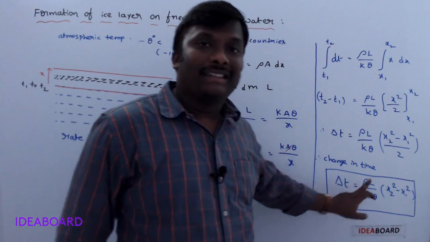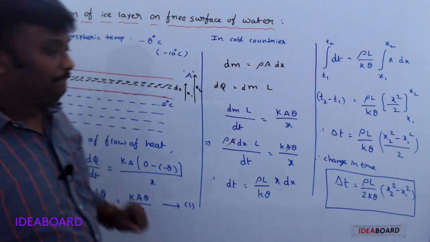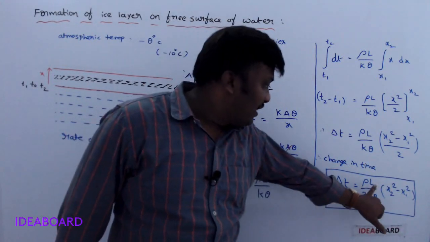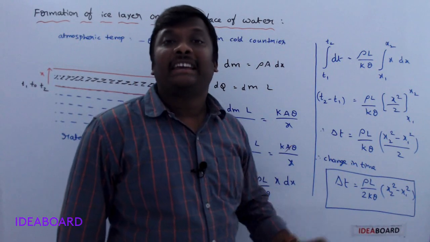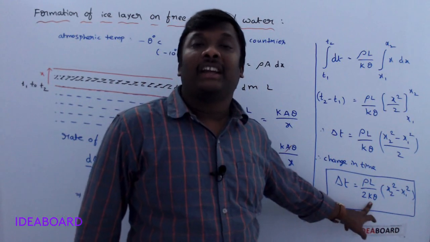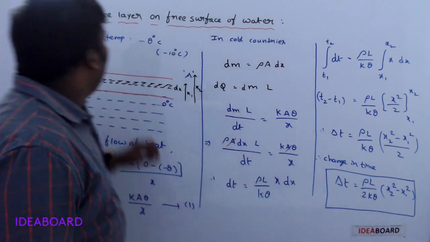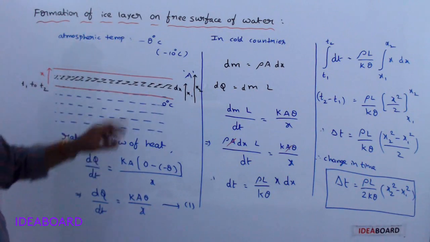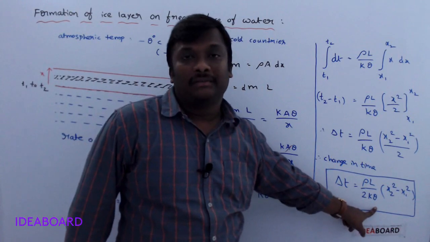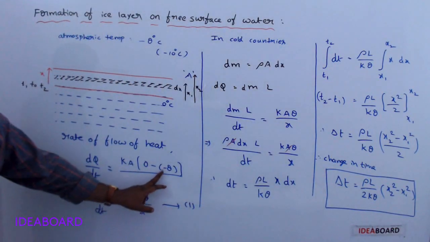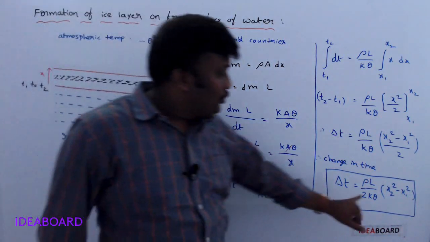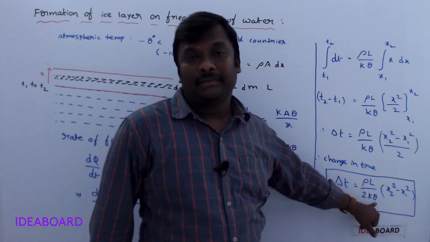Here, what is ρ? ρ is the density of the ice. L is the latent heat of fusion of ice. It is always a constant value. Its value is 80 calorie per gram. K is the coefficient of thermal conductivity of ice. Theta is the atmospheric temperature. They give it in negative terms, but you write only the positive value here, because we substitute the minus theta here. So even though they give it in negative terms, you should write in positive terms only.